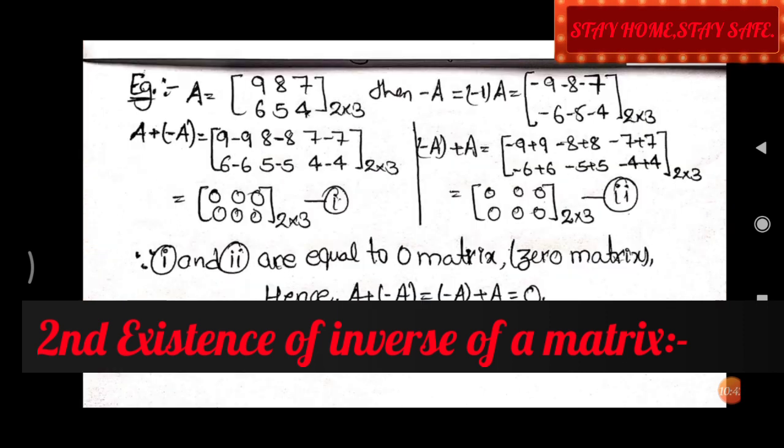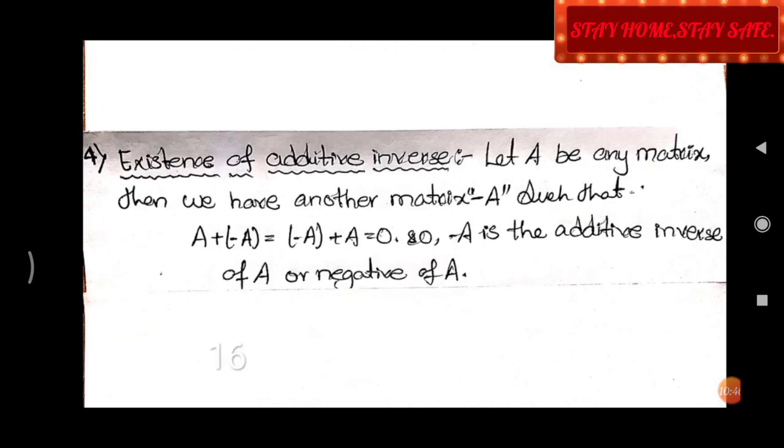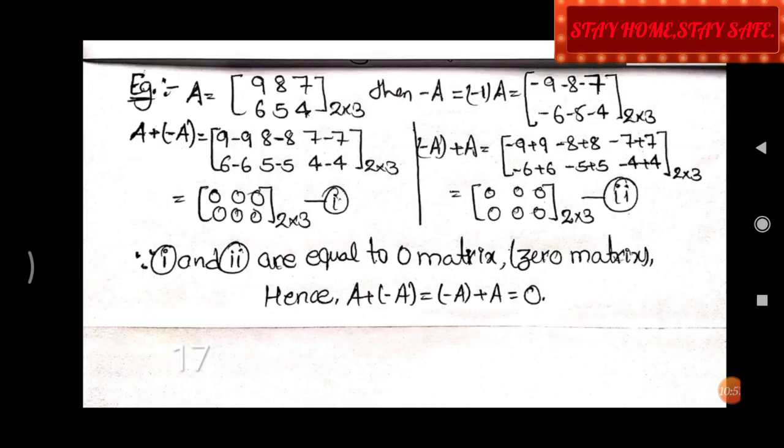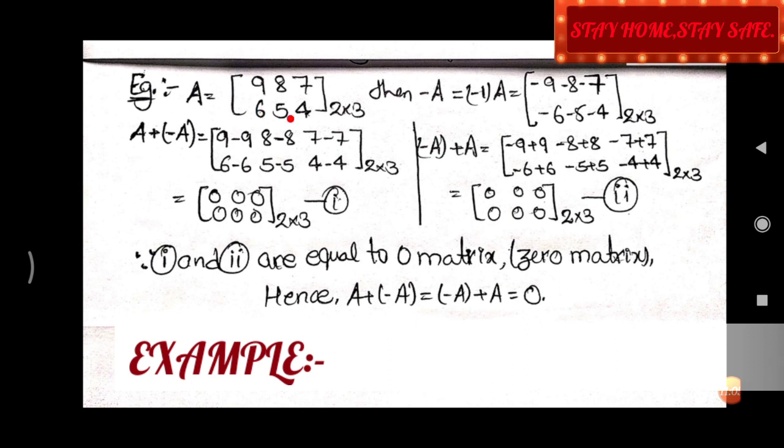We can get a clear picture of that property here, as it says let A be any matrix. Here we have a matrix A and minus A. We have another matrix minus A such that A plus minus A is equal to minus A plus A. What is minus A? Minus A is the negative of the first matrix, that is here. Minus A is minus 9, minus 8, minus 7, and the same for all the remaining elements also.